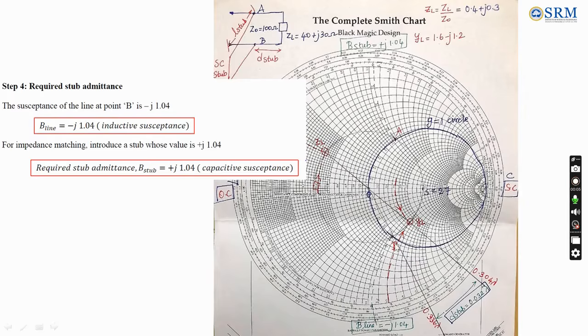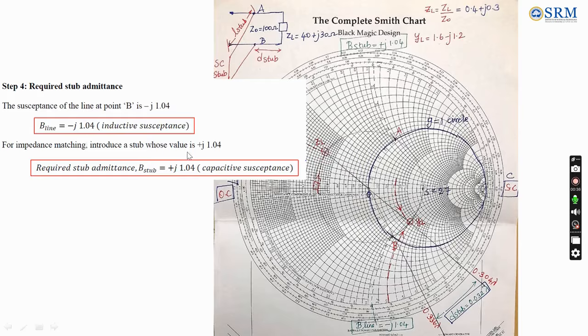The susceptance at the point B, if you could see, the susceptance means reactance circle we have to see. It is minus j 1.04. So this is called inductive susceptance because in impedance chart we take the negative reactance as capacitance. But here it is called inductive susceptance because it's an admittance chart, because it is easy to work with admittance if you go for a parallel connection instead of impedance.